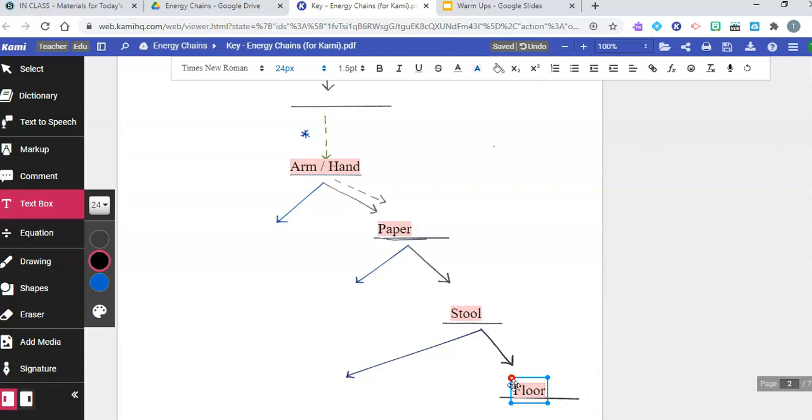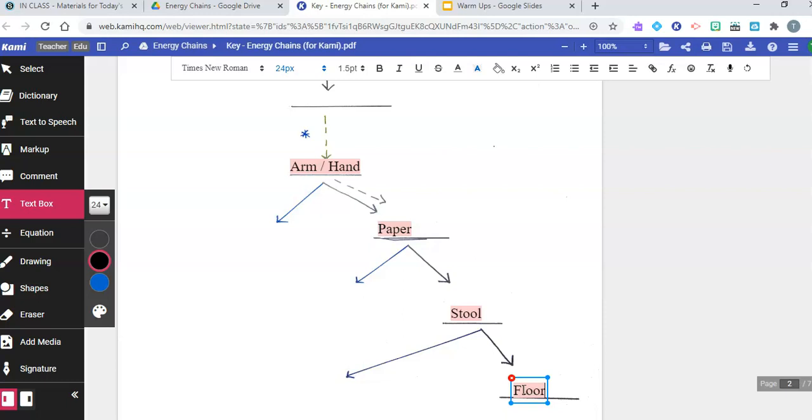Everybody's energy chain may look a little different from another energy chain because no two energy chains are going to be exactly alike. There's some unique features. So, for example, I may say ground and another student may say floor. As long as you can back up the design of your energy chain with accurate reasoning, you're fine.